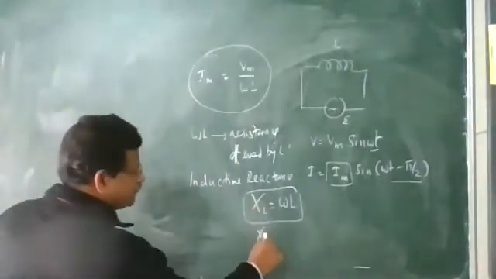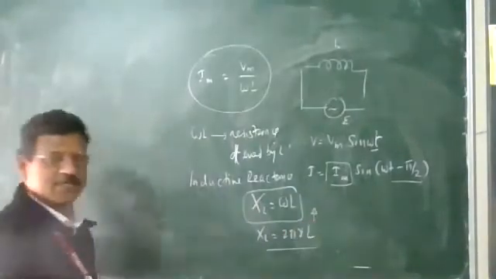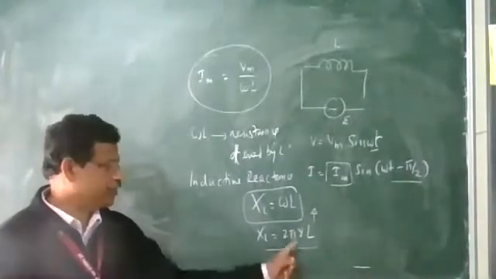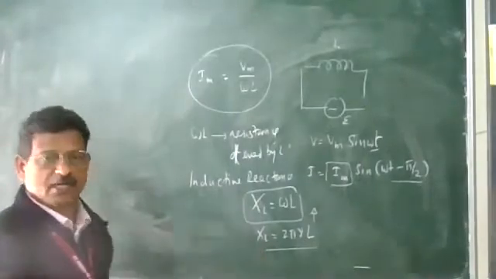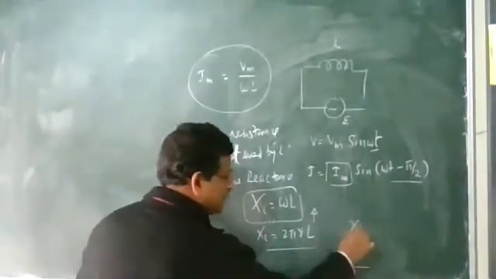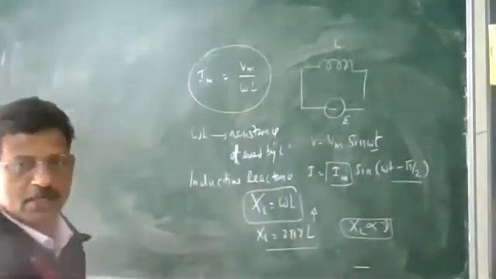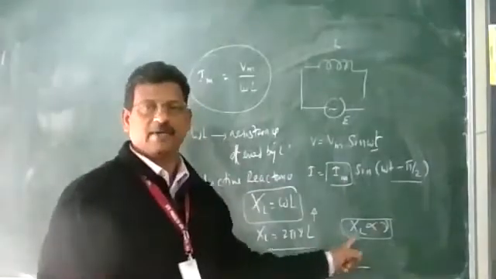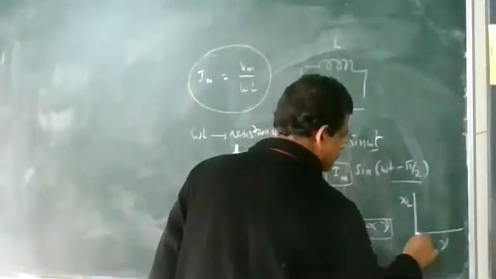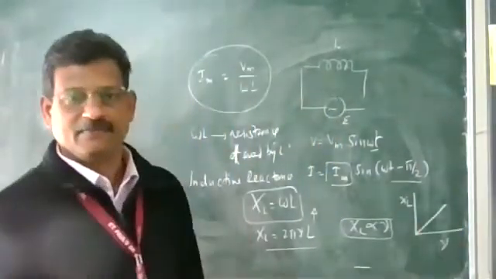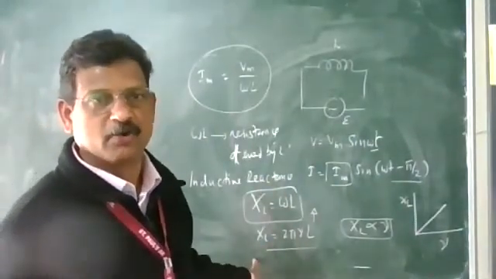Where omega is 2 pi times the frequency, so XL is 2 pi f into L. So when you increase inductance, inductive reactance also increases. When you increase frequency, inductive reactance also increases. So very important term. If L is constant, we can write XL is directly proportional to frequency. One more question: what is the nature of the graph between inductive reactance and frequency? If you draw a graph between inductive reactance and frequency, it is a straight line. This equation gives the resistance offered by the inductor. It's a very, very important point.